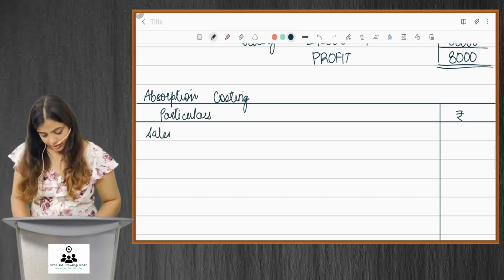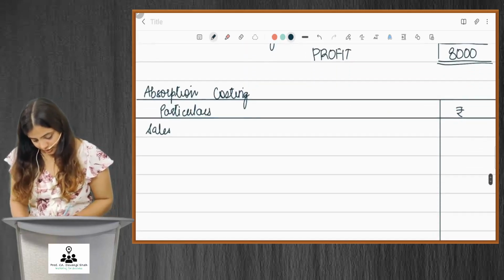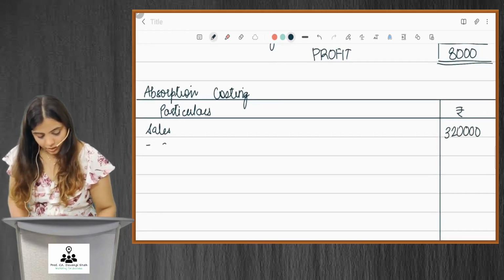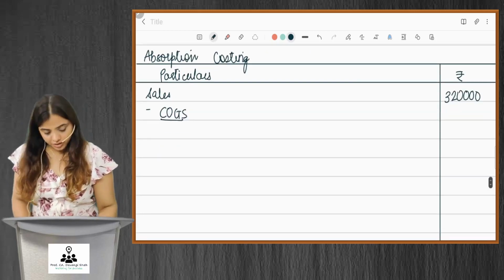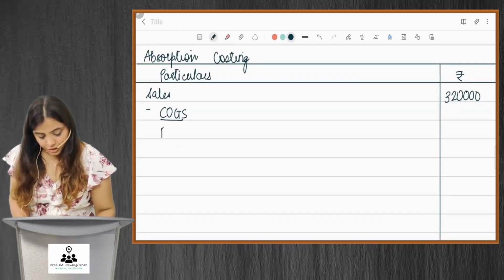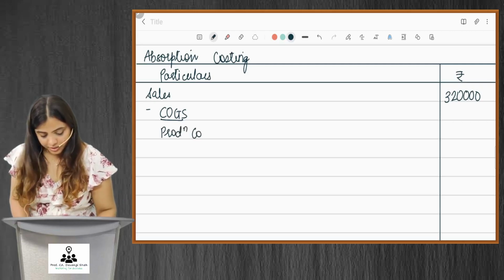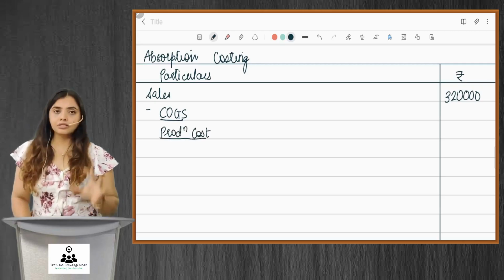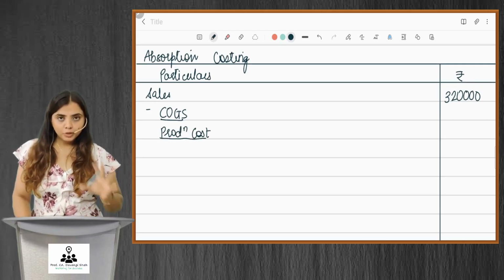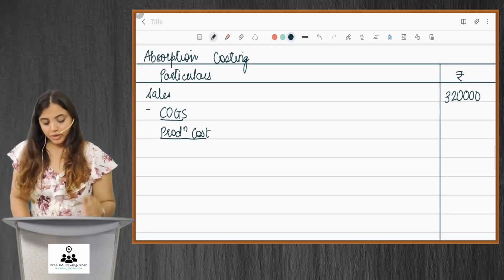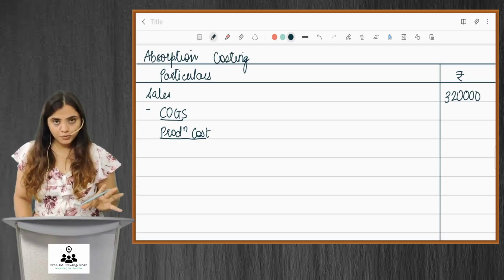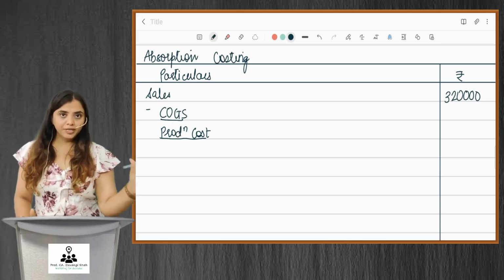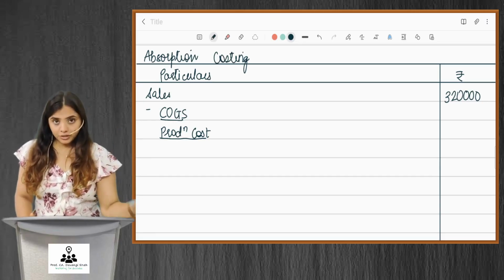Sales, I'll just copy it from here, 3,20,000 minus COGS, cost of goods sold. Opening stock is not there, we need not write. Then production cost will be debited, right? Just imagine your trading profit and loss account when you're making absorption costing profitability statement. So from sales, we subtract COGS to get the gross profit. In COGS, we take opening stock, which is not there. Then we take production cost.